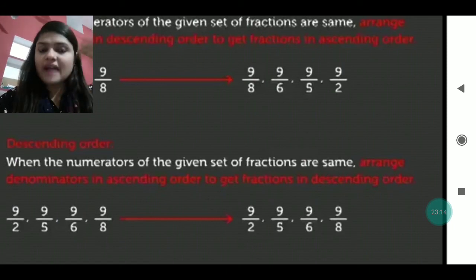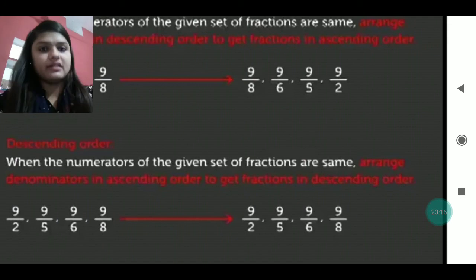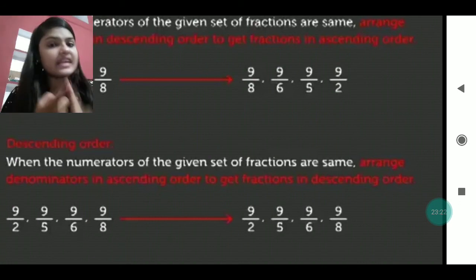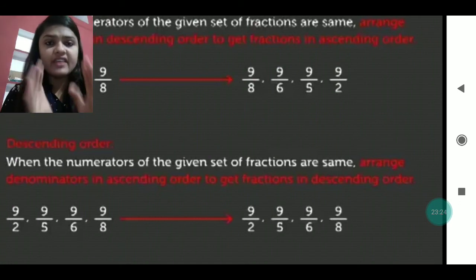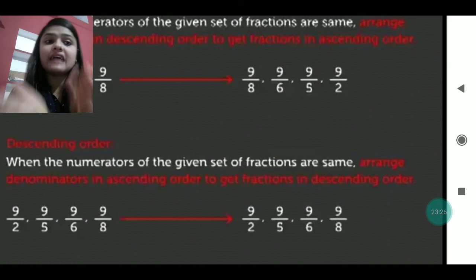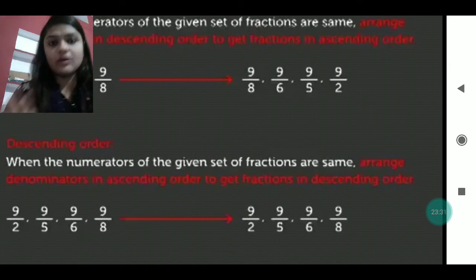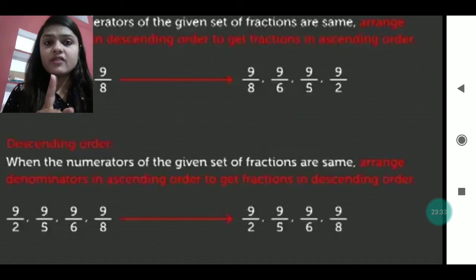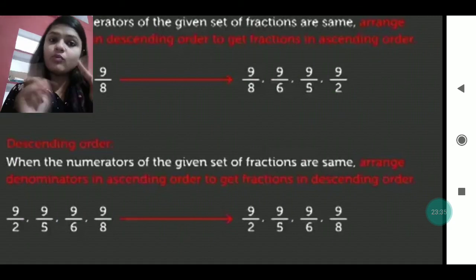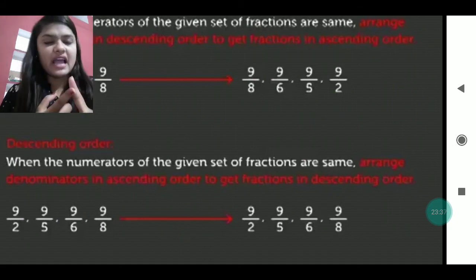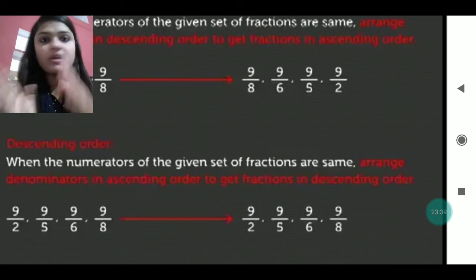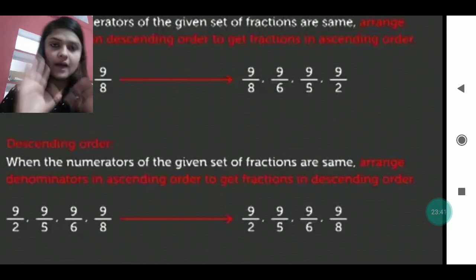When you practice some questions, it will be clear. No doubt will be there in this. It's very easy. Again I am repeating, when you have to arrange any fraction in ascending order, then you have to arrange the numbers according to the descending order. Descending means from the largest to the smallest. The smallest number will become greater here and the greatest number here will become smaller, opposite.